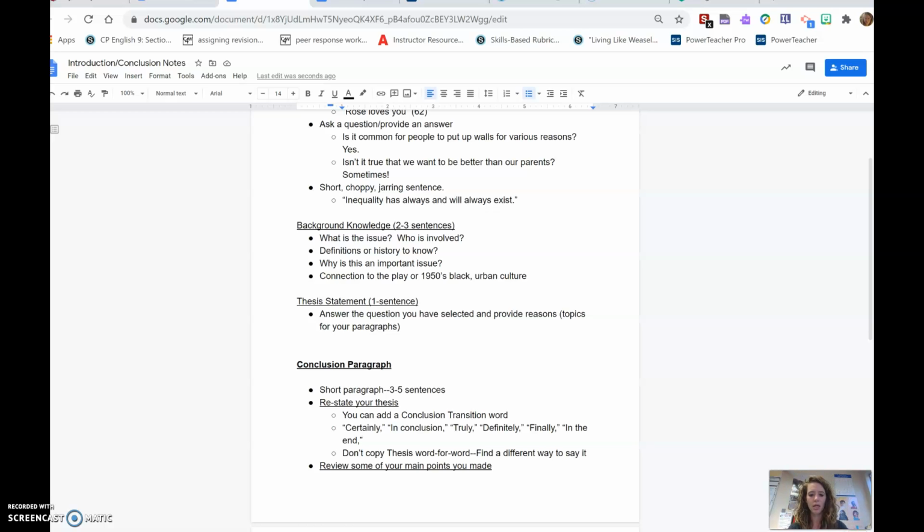Okay, you could connect to the play, 1950s Black urban culture. You could talk about how this is written by August Wilson, a famous playwright who centered his writing on the African American experience in the 1950s through this play. You could say that it's been turned into a film. Denzel Washington has been an actor on stage and in the film for this play. Any kind of background information you want to involve after your attention getter and before your thesis.